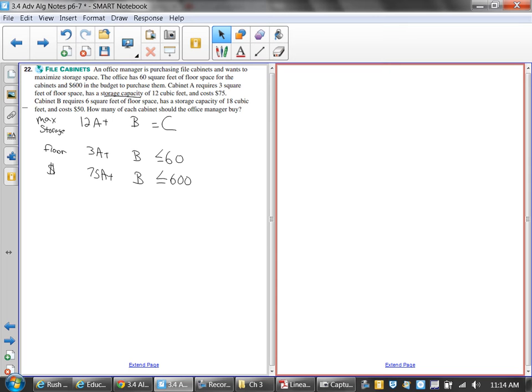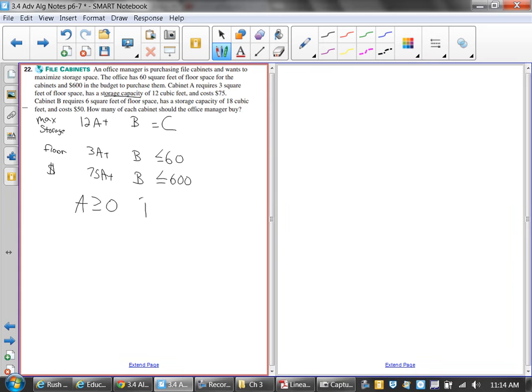So when we work on these ones here, I gave you guys the inequalities to set up, so hopefully it wasn't so bad. Obviously, we cannot have negative values, so your A is greater than or equal to 0, B greater than or equal to 0.